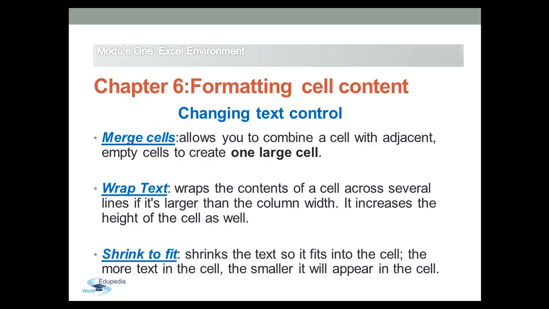Merging allows you to combine a cell with adjacent empty cells to create one large cell. Wrap text wraps the contents of a cell across several lines. If it is larger than the column width, it increases the height of the cell as well. Shrink to fit shrinks the text so it fits into the cell. The more text in the cell, the smaller it will appear in the cell.